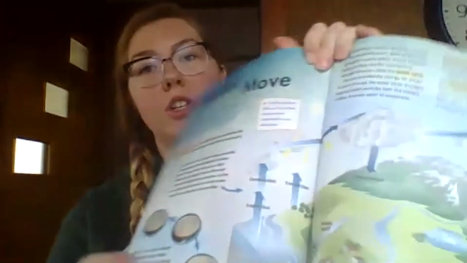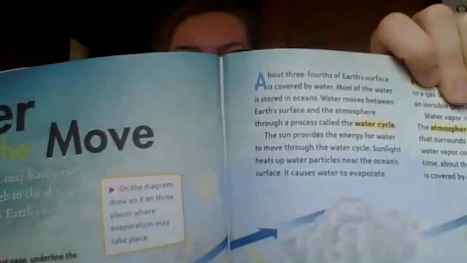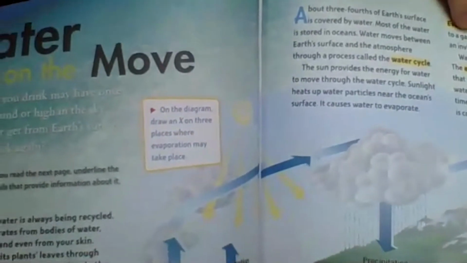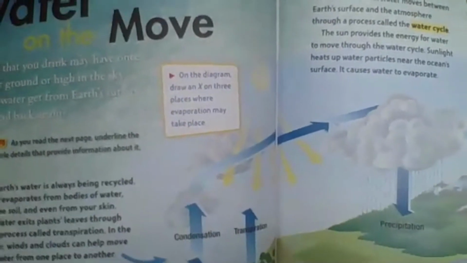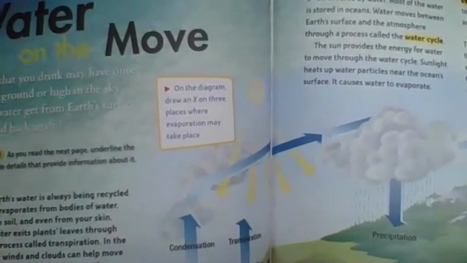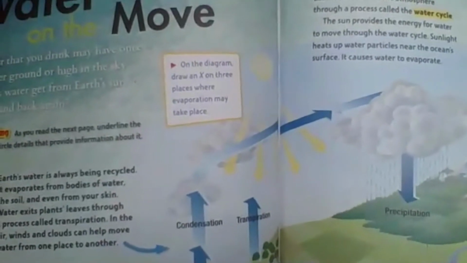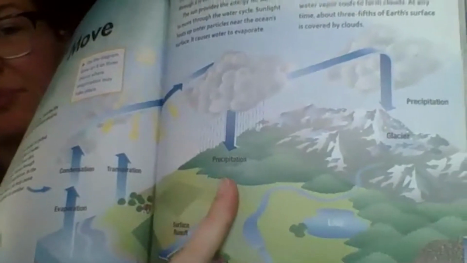Wow. So we have this awesome diagram. It shows us evaporation to condensation, transpiration also to condensation, and then it goes over to the clouds. Can you find the clouds in the picture? And what's going to happen when all of that condensation builds up and the cloud gets really heavy? It's going to precipitate, it's going to rain down. So we see that the clouds are raining down and precipitating.